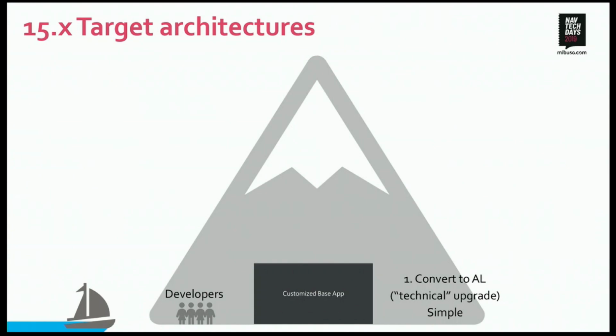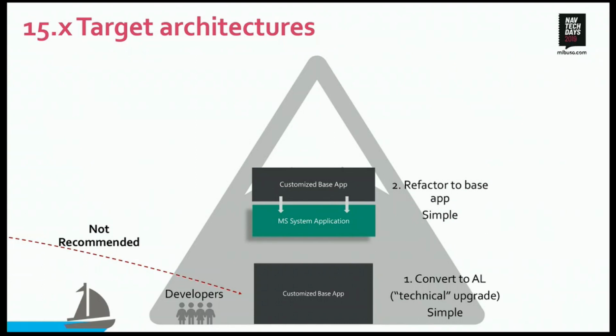The simplest thing you can do is just simply convert to AL, right? You have seen the tooling, and Freddy is going to show you the tooling. You can easily convert C/AL to AL. It's very simple. And you can upgrade to this one, but we are not recommending this. We are recommending refactoring to the system app, and that should be simple.